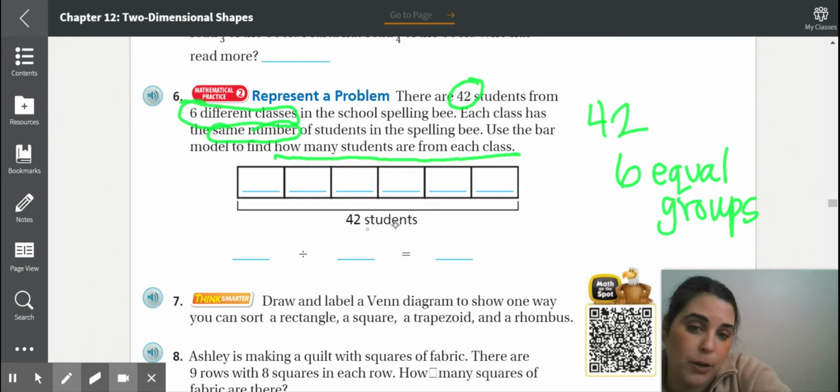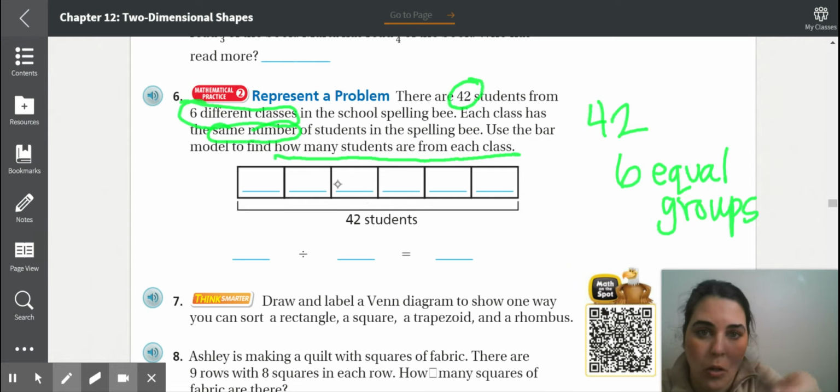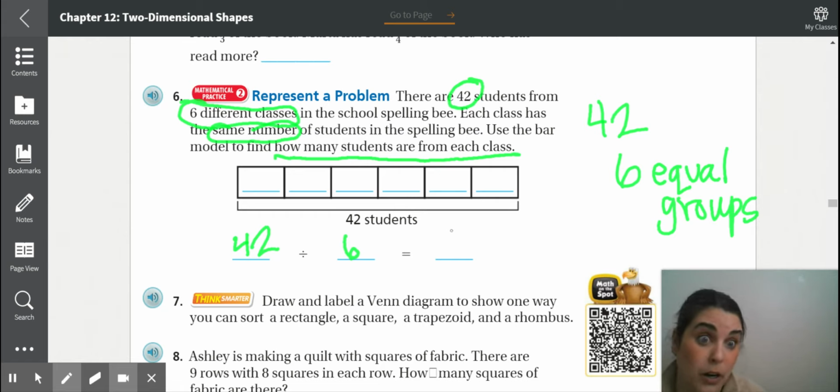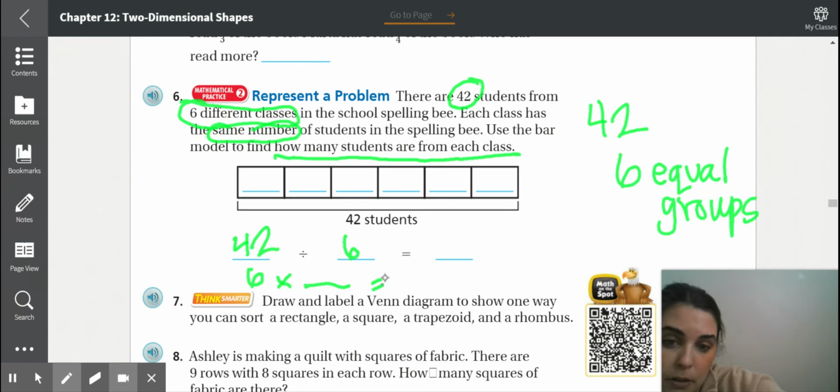So here we have our 42 students. That's the whole bar model. And they've broken it up into 6 equal groups because that's how many classes there are. 1, 2, 3, 4, 5, 6. So you need to think 42 divided by 6 equals what? Or you could use multiplication to help you. 6 times what number equals 42?